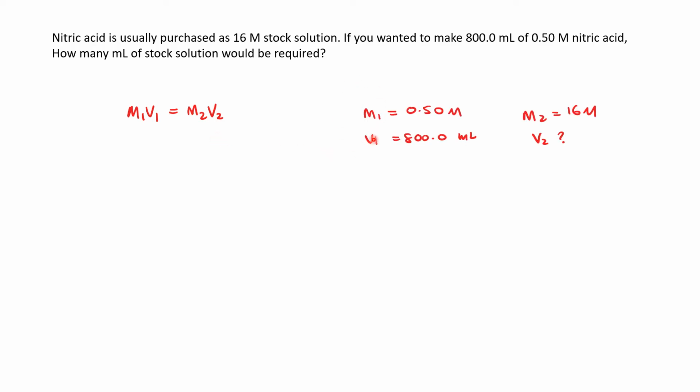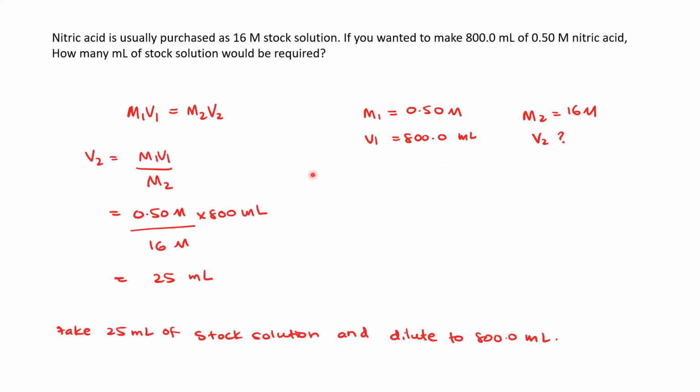So here let's take M1 and V1 as the solution we are going to make. M1 equals 0.50 M, V1 equals 800 milliliters. M2 equals 16 M, that means this is our stock solution, and the volume is the one we are going to find out. So by this equation, we know V2 equals M1V1 over M2. So we are going to plug in our numbers and we are going to get 25 mL as the answer. So we are going to take 25 mL of the stock solution and dilute it to 800 milliliters.